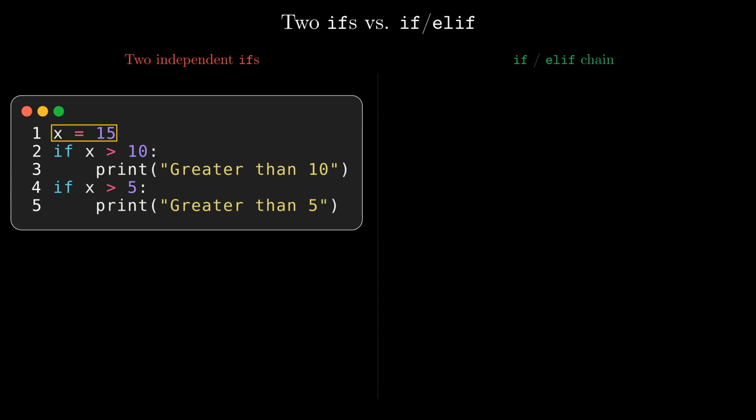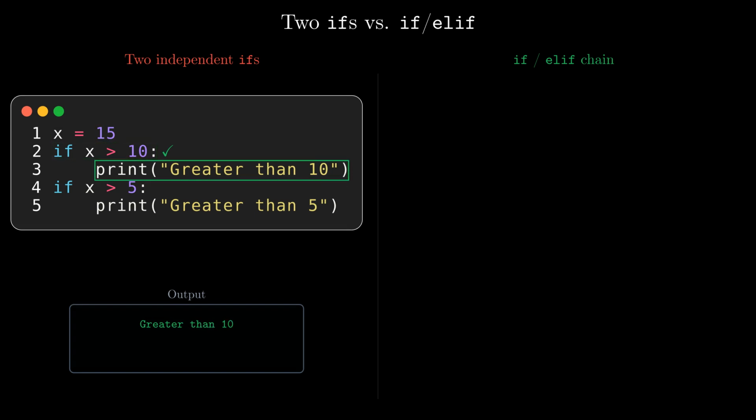Watch this. X is set to 15. The first if checks whether x is greater than 10. True. Python prints greater than 10. Then Python reaches the second if. This is a brand new independent check. X is greater than 5, also true. Python prints greater than 5.